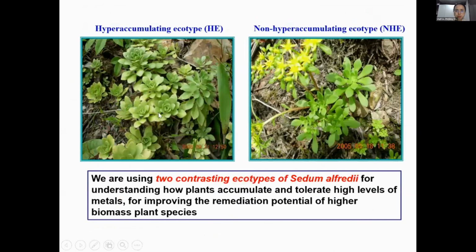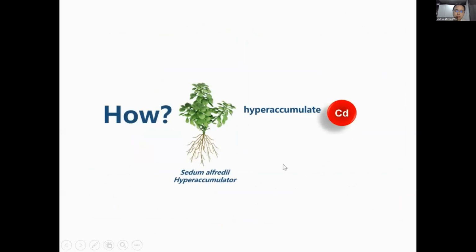So we used two different ecotypes of these plant species. One is the hyperaccumulating, and the other one is the non-hyperaccumulating ecotype. So the HE type and the non-HE type. So first, we wanted to understand how these plant species can accumulate the cadmium.